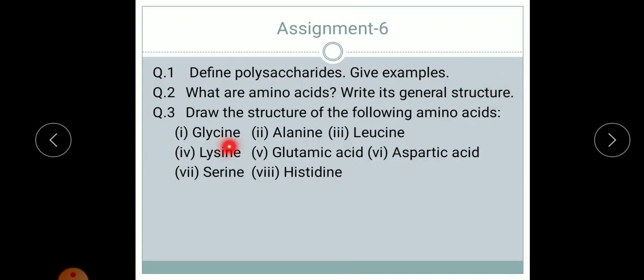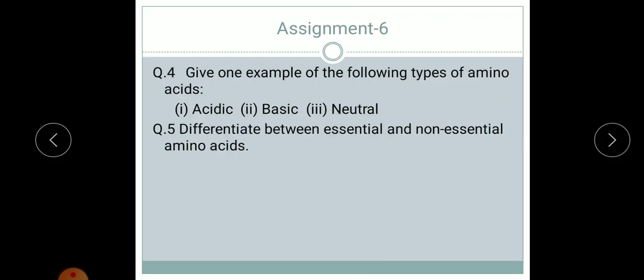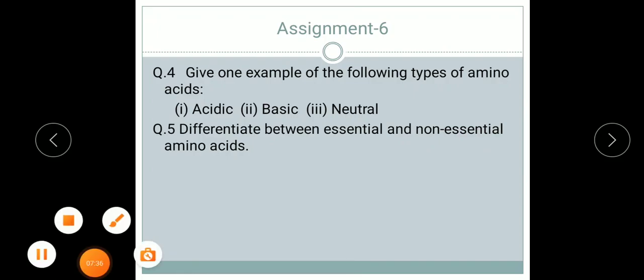What is needed for glycine, alanine, leucine, lysine, glutamic acid, aspartic acid, serine, and histidine, write down its structure. That will be question number 3. Question number 4 will be, give one example of the following types of amino acids: acidic, basic, and neutral. And lastly, question number 5, differentiate between essential and non-essential amino acids. So complete this assignment and send it in.